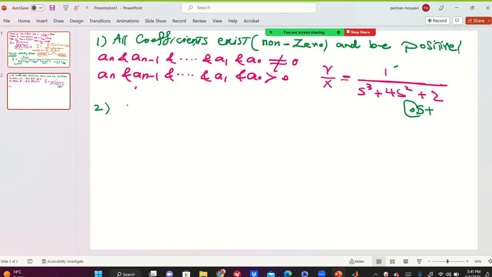What's the table? Table is this. You have to put S^n, S^(n-1), S^(n-2), S^(n-3), down to S to the power of 0, which means the constant number. Then in front of that you have to make this table.